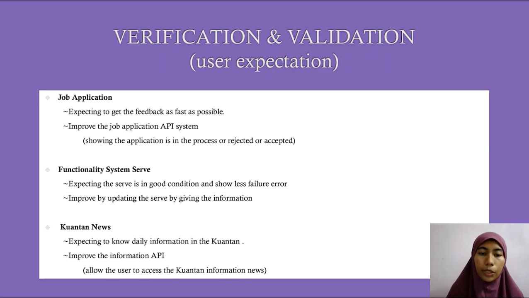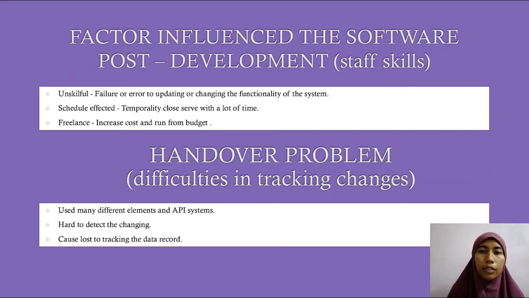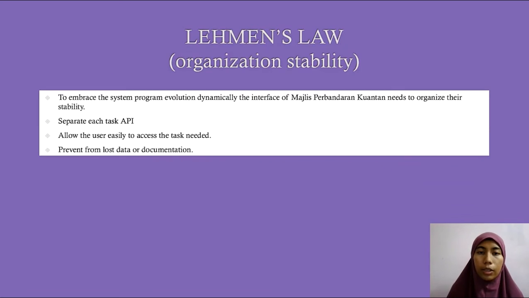Improve the information API. Factors include the software post-development staff skill, unskillful failure or error to update things or changing the functionality of the system, schedule effect, temporality, closure with a lot of time, freelance, increased cost and running over budget, handover problem, difficulty in tracking change, using many different elements and API systems, hard to detect the changes, costing a lot to track the data.